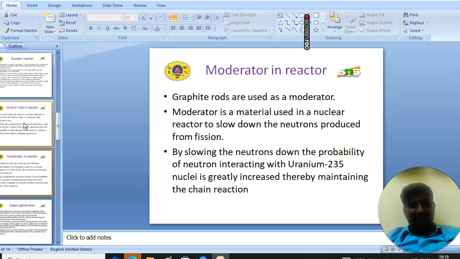Moderator in the reactor. Graphite is generally used as a moderator. The moderator is a material used in the nuclear reactor to slow down the neutrons produced from the fission. By slowing down the neutrons, the probability of a neutron interacting with uranium-235 nuclei is greatly increased, thereby maintaining the chain reaction.